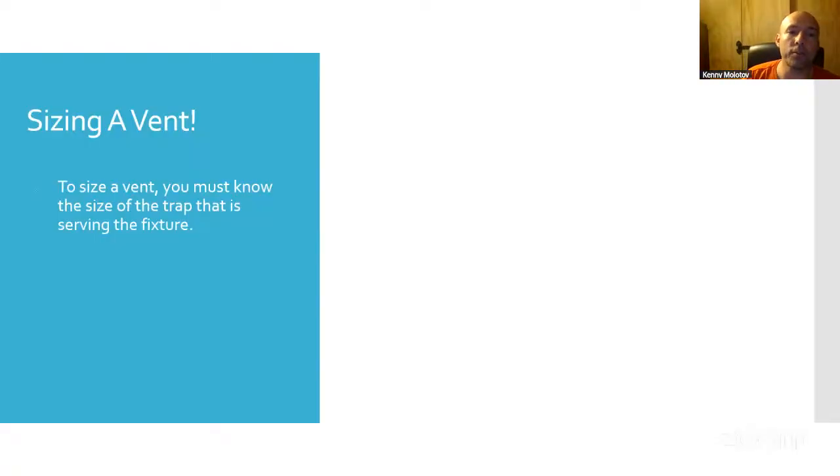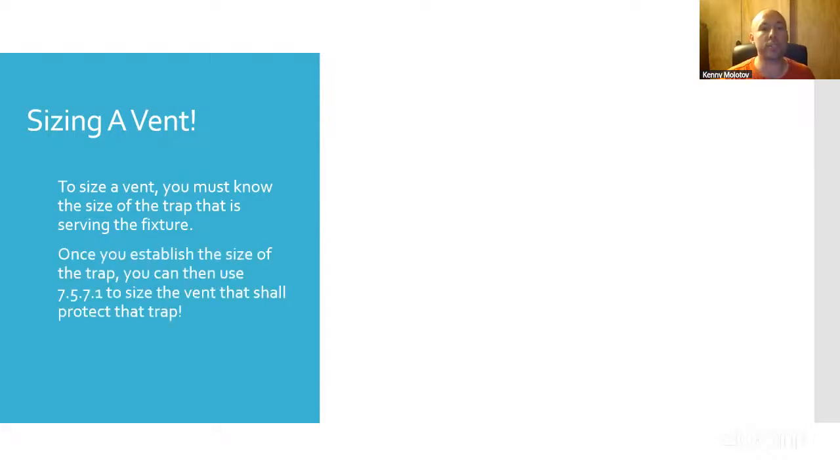To size a vent, you must know the size of the trap that the vent is serving, the size of the fixture trap. There are a couple of charts that we're going to refer to. Once you establish the size of the trap, you can then use 7571 to size the vent that shall protect the trap. So let's pull up the two charts. The very first chart we want to look at whenever we're sizing is the size that is required for the fixture, and that chart is 7493.